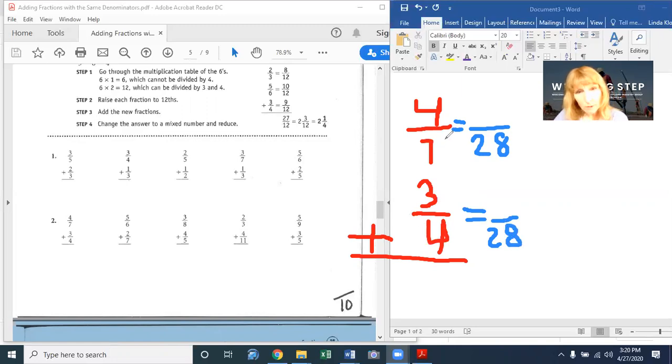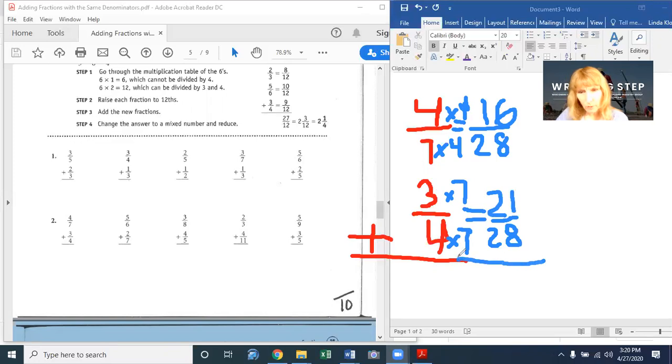So 7 times what gives me 28? 7 times 4, right? So I times 4 on the top, times 4. 4 times 4 is 16. Here I have 4 times what gives me 28? 4 times 7. So I have to times 7 on top. Don't get mixed up by that. Make sure you're timesing by the right number. 3 times 7 is 21. And now I can add 16 plus 21. 6, that gives me 7. So it gives me 37 over 28.